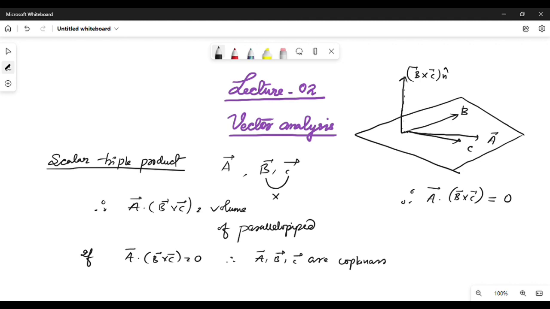Then let me see. The dot product is the magnitude of this second part into cos of the angle between them, that is cos 90, and it is 0 because cos 90 is 0. So you may see that this A dot B cross C is 0.